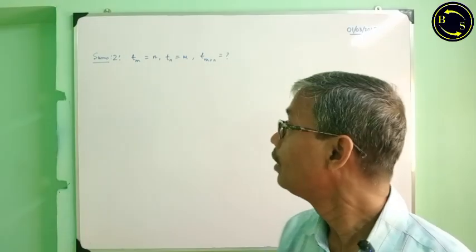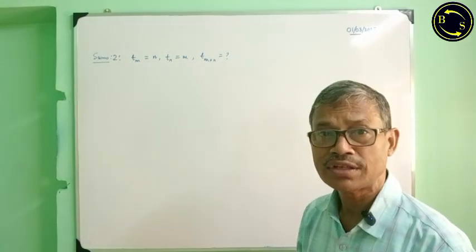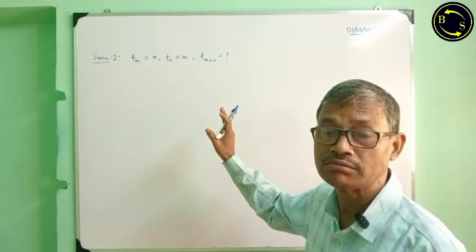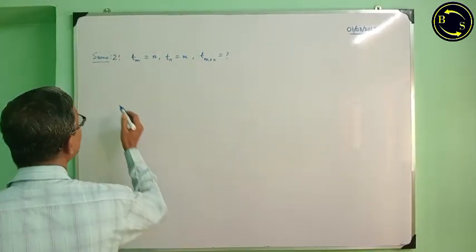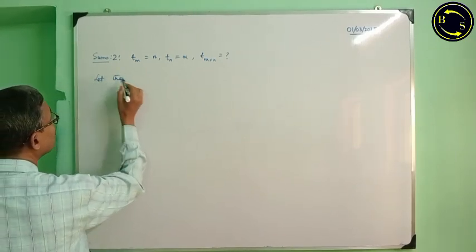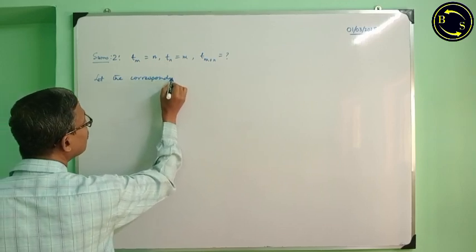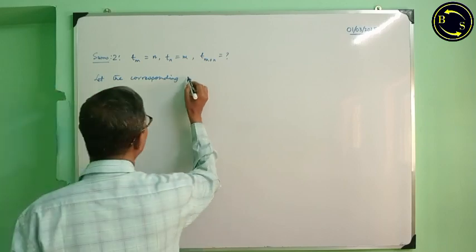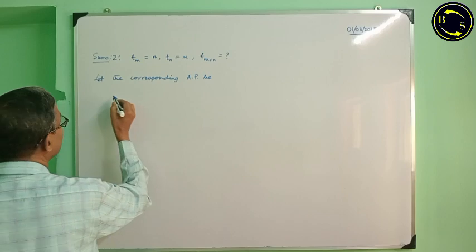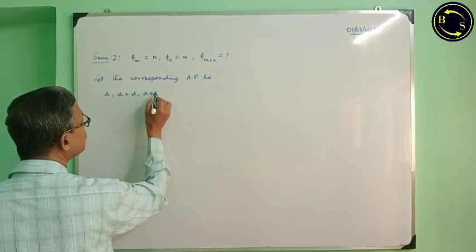Next sum: for an HP, the mth term is n and the nth term is m. We have to find the m plus nth term. Starting is like this. Let the corresponding AP be A, A plus D, A plus 2D.